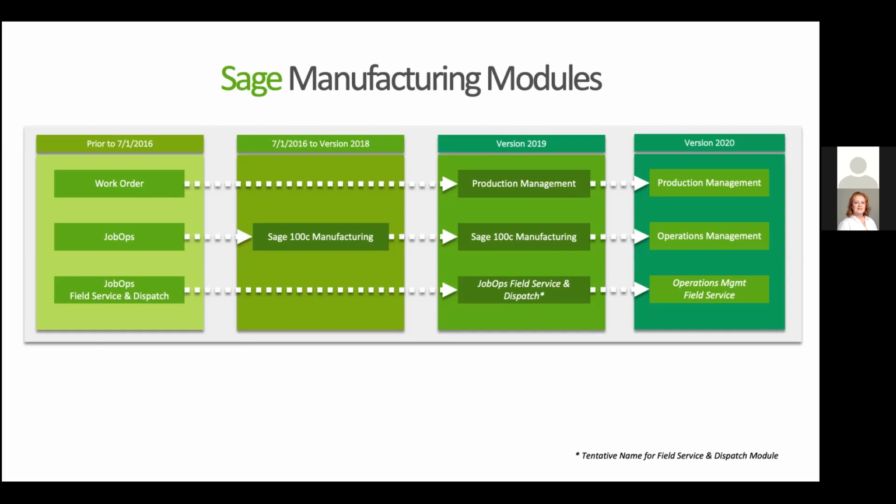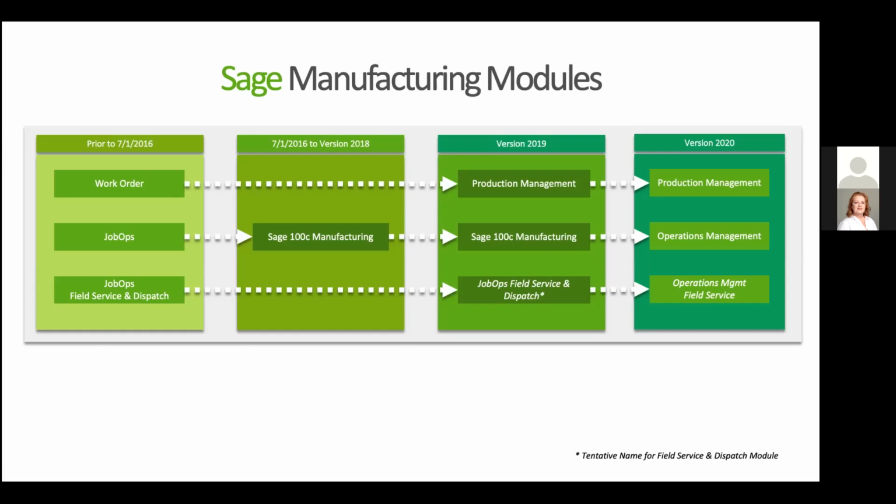Now, in 2019 is when things got a little tricky, because 2019 is when production management came out. So production management came out and was the migration pathway for work order. So the name work order changed to production management, but both software sets still existed out there. You had to either upgrade from work order to production management, or when you're a new customer coming in, you're purchasing production management and moving forward. Sage 100C manufacturing did not change names in 2019, nor did field service and dispatch for JobOps.